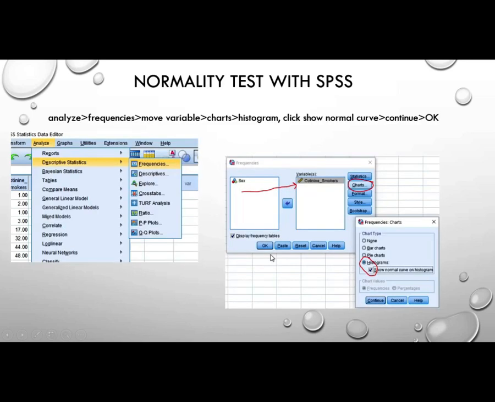We're just going to use SPSS. So really quick, normality test with SPSS, and I'm not even going to ask you to do this because you'll see it later on. We're going to do Analyze, Frequencies, move the variable over. We're looking at the Coat-9 smokers data set. We're going to click Charts. We'll say Histograms, show normal curve on histograms, and continue and go to OK.